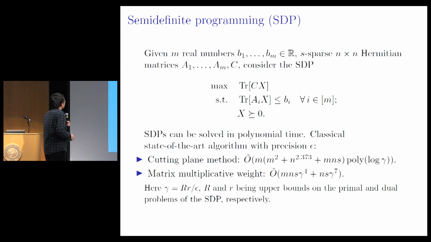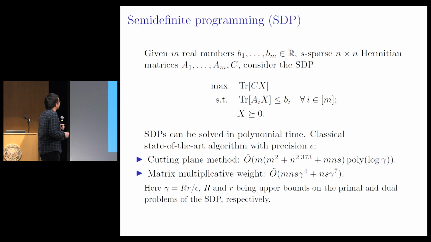The good thing about the cutting plane method is that it is really error insensitive, so the dependence on the error is small. But unfortunately, the dependence on the number of constraints M is cubic. And also the dimension dependence is somewhat large. We have this 2.373 dependence, which is the constant for matrix multiplication. So this is somewhat large. If you want to consider applications in optimization or machine learning, this might be a little bit too costly for big data applications.